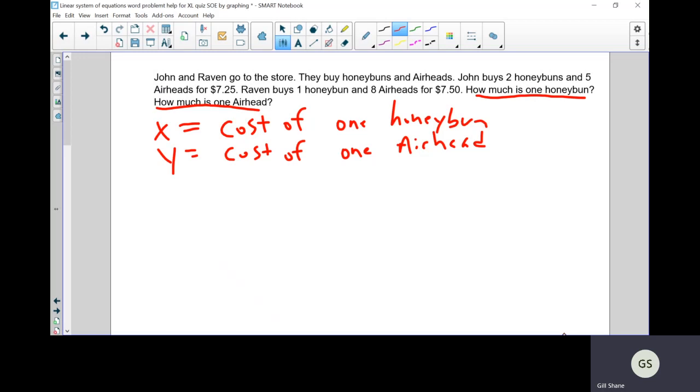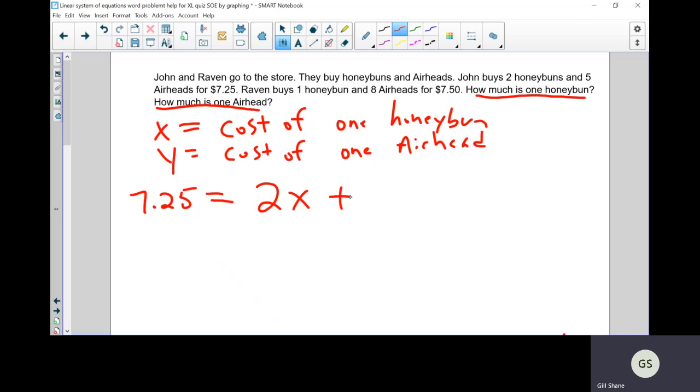So next, I know there's going to be a total value somewhere, and that's normally the value that's all by itself. So my total value is what? For John, he spends $7.25, and that's made up of the cost of the honey buns plus the airheads. How many honey buns did he buy? Well, that's 2. How much is 1 honey bun? I don't know that number, but I made that X, the cost of 1 honey bun. And then I need to add that to the cost of the airheads.